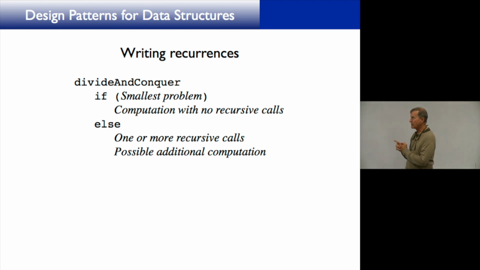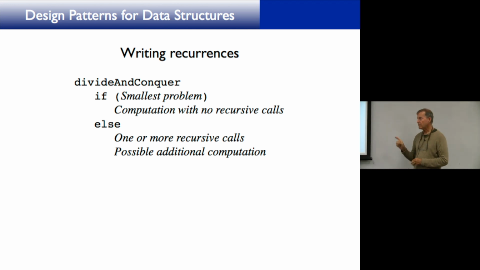Now what we have on this slide is the general shape of a recursive algorithm. So you guys have all done towers of Hanoi and all that stuff, right? And you know that when you do a recursive algorithm, how does it always work? If, what? The base case, yeah, the smallest one. Then you do some computation with no recursive call. Else, you have one or more recursive calls with possibly some additional computation. Is everybody clear? So this is the shape of a general recursive algorithm.